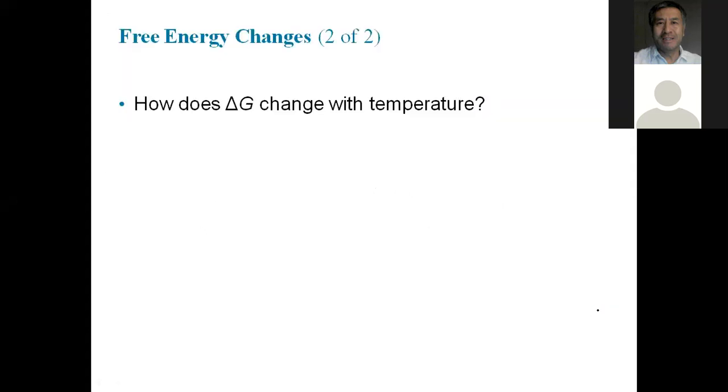Okay, so next we want to study how delta G changes with temperature. So we are going to use this equation. This is another way to calculate delta G. Or you can use this equation. You can predict how the delta G changes as a function of temperature by assuming delta H, delta S do not change with temperature too much.